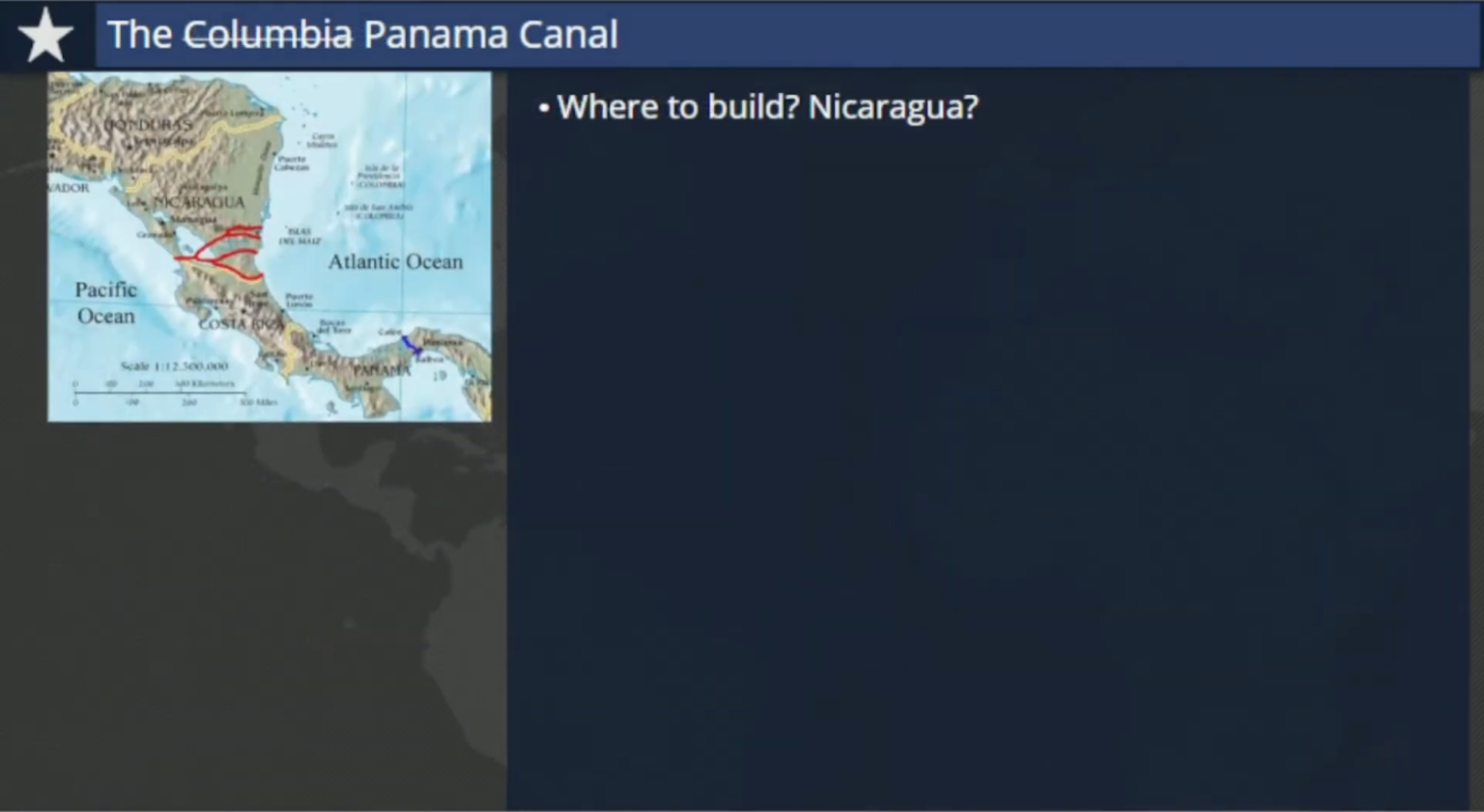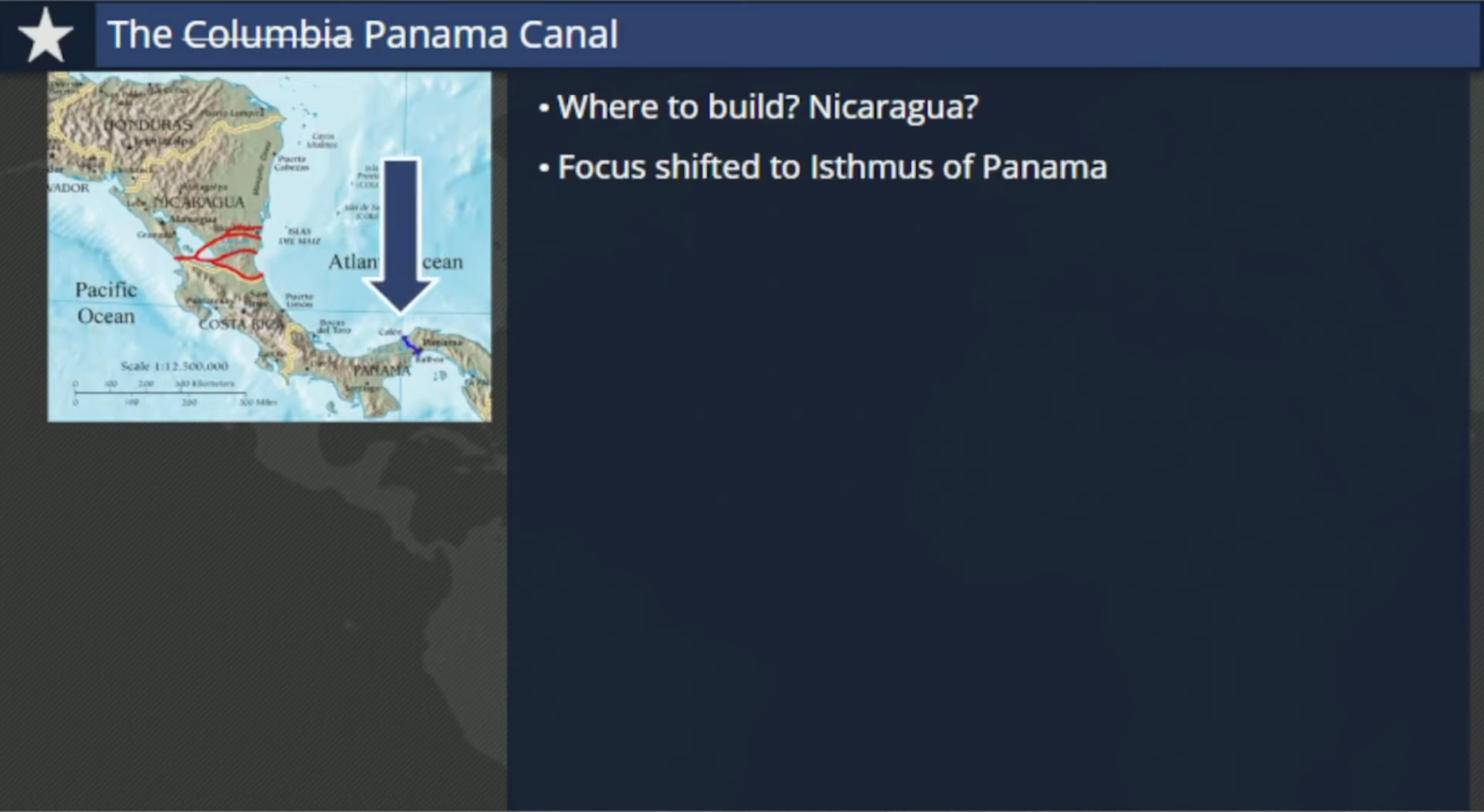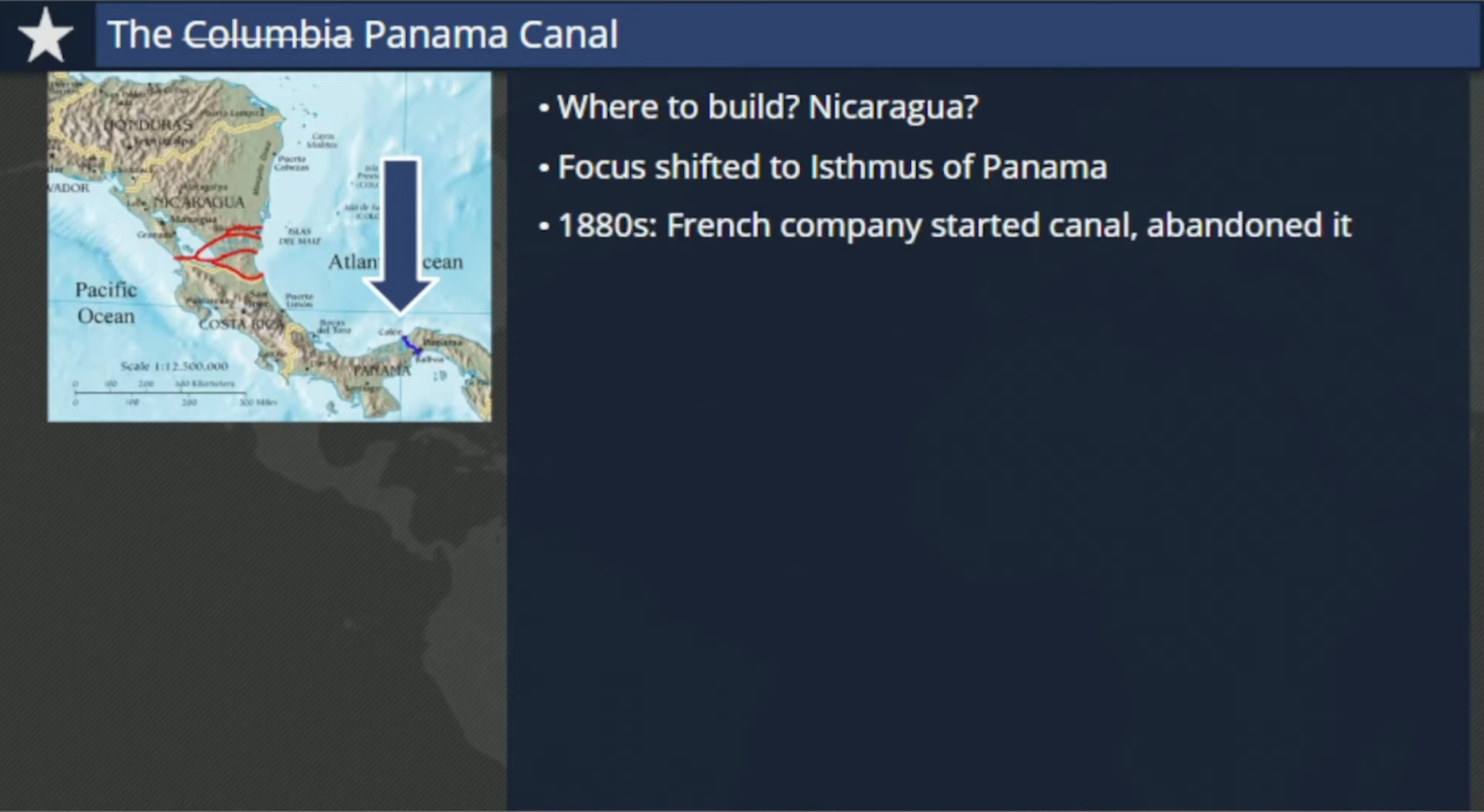Where to build the canal that would connect the ocean? Originally, some thought that Nicaragua would be the cheapest and easiest place to build a canal. But focus soon shifted to the Isthmus of Panama, the narrowest strip of land in Central America. In fact, a French company had started construction of a Panama Canal in the 1880s, then abandoned the project because it proved too expensive and dangerous. To proceed with its own canal attempt, the U.S. first had to pay the French company for the rights to build there.